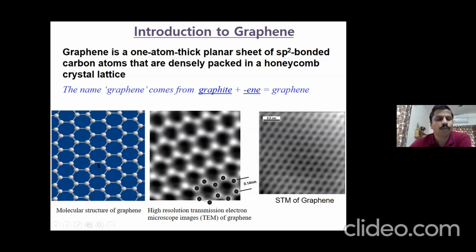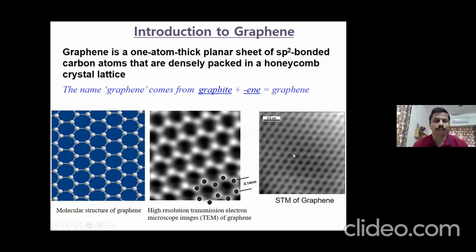You can see the molecular structure of graphene on the left side, and you can see the double bonds. In the middle, you can see the real image of graphene from a high resolution transmission electron microscope. You can see the hexagonal structure and the carbon atoms. These are the real carbon atoms that we can see using an electron microscope. On the right side, what you are seeing is the scanning tunneling microscope image of graphene, where we can see the carbon atoms, and the scale is 0.5.